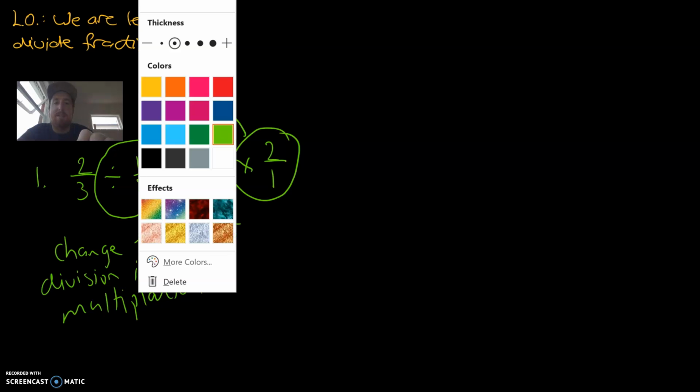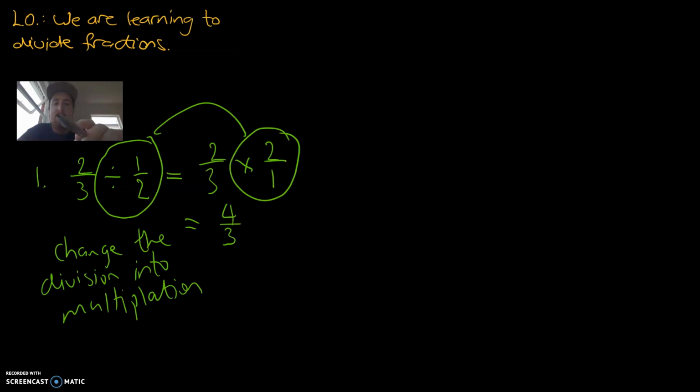So let's change pen colors. Let's get into a couple other questions just to demonstrate or highlight the skill. So question number 2, 4/6 divided by 5/7. What we're going to do here is switch the second part and change that into multiplication. So we're going to go 4/6 times 7/5. So we've switched that around.